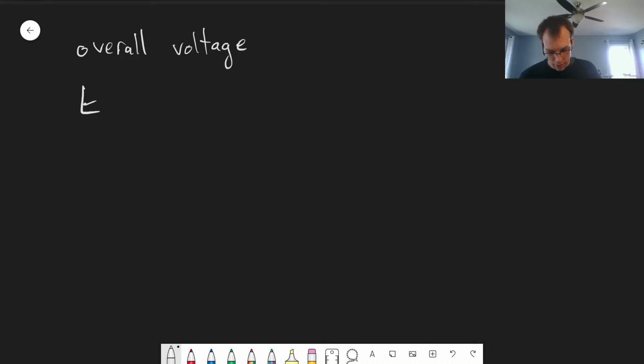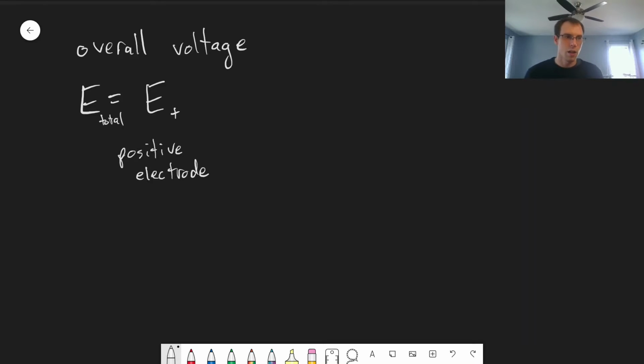We take the total potential, E total, or often just written as E, will be the difference between the positive electrode, so whatever is on the positive terminal of your potentiometer, minus the voltage on the negative electrode, whatever's on the negative side of your potentiometer.